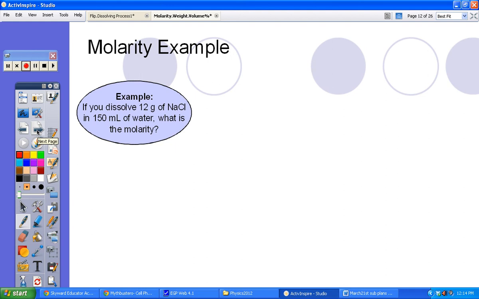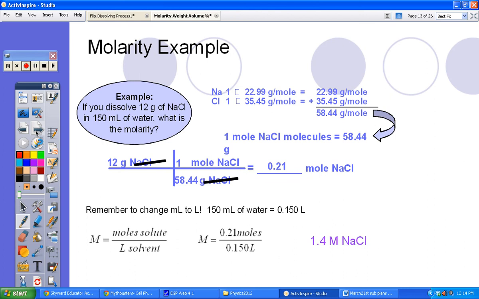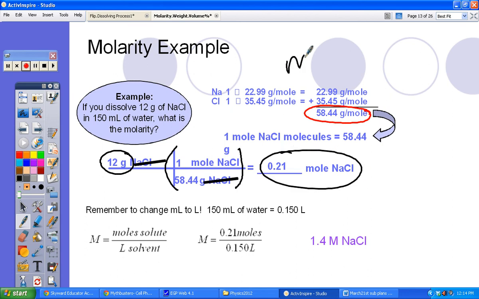Now, if we dissolve 12 grams of sodium chloride in 150 mils of water, what is the molarity? A couple key things you have to pay attention to here. We can use the same molecular mass. So we take 12 grams here, and we use our conversion factor to find out the number of moles. So remember, molarity, M equals moles over liters. And here's our mole value right here that we can use to put in here.